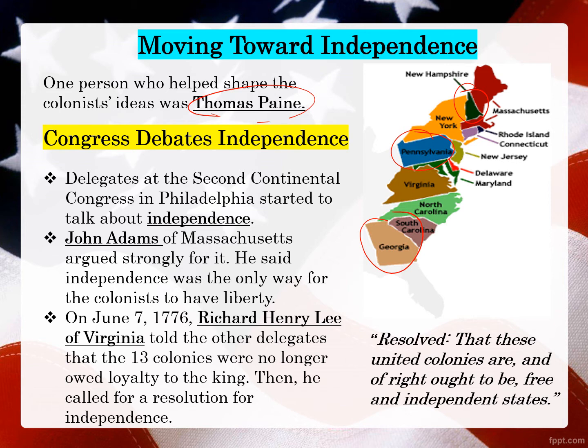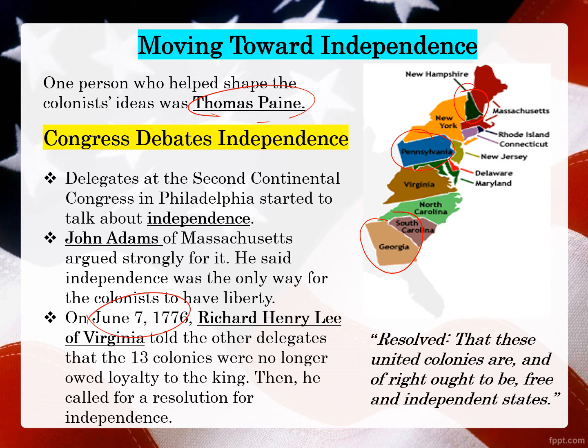And then on June 7, 1776, Richard Henry Lee of Virginia slowly rose from his chair at the Second Continental Congress. He told the other delegates that the 13 colonies no longer owed loyalty to the king. Lee then called for a resolution. When you say resolution, again, it is a formal group statement of independence, and it says, resolved that these united colonies are and of right ought to be free and independent states.